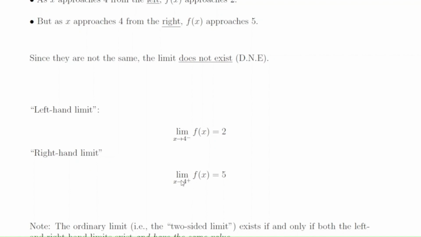This doesn't mean plus 4. It is plus 4 here, but the plus here means we're approaching 4 from the right. Okay, as we approach 4 from the right, we got 5 as our limit.